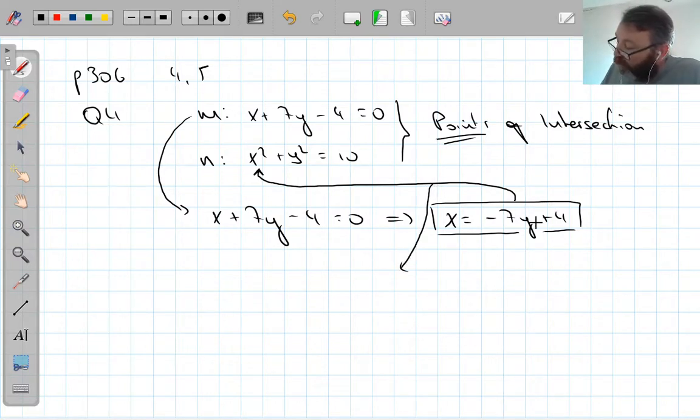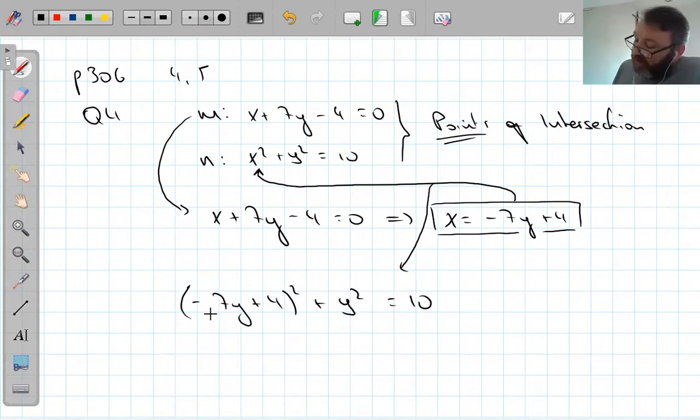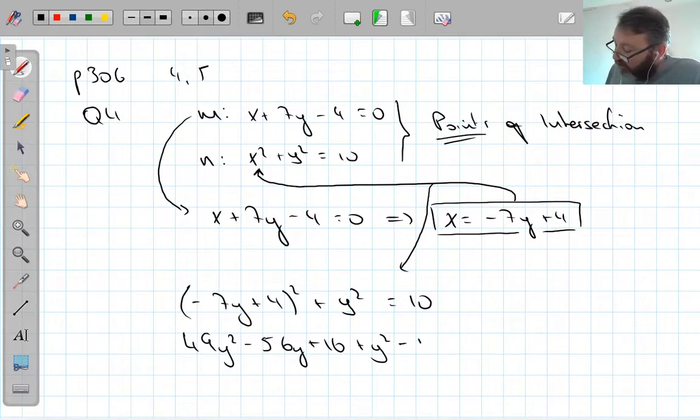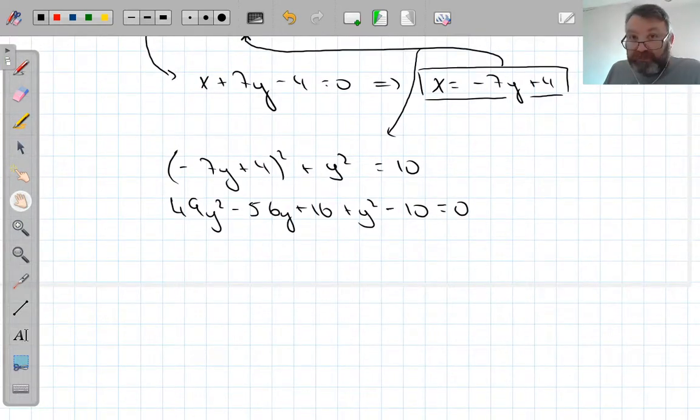We're going to put minus 7y plus 4 in here, and we get minus 7y plus 4 to be squared, because it's going in there, plus y squared equals 10. You know how to square a binomial, I hope, at this stage. Minus 7y, square that first. That gives me 49y squared. Multiply the two of these together. 7 fours are 28, and twice 28 is 56. So minus 56y, and then square the last term, plus 16 plus y squared, and I'm going to bring this over here, minus 10 equals 0. And if you're wondering why I'm going to equal 0, all quadratics must be set equal to 0 if you want to solve them.